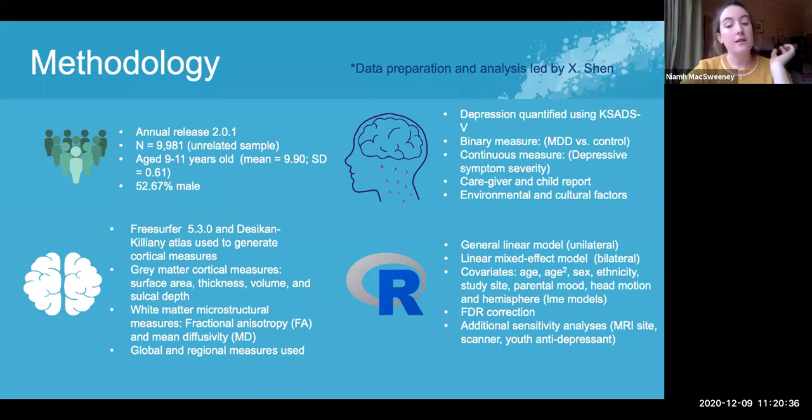And then we also conducted additional sensitivity analyses to control for site effects and scanner effects, and just to highlight in particular, we also controlled for youth antidepressant effects. Even though there weren't many young people on antidepressants, it was important to control for medication.